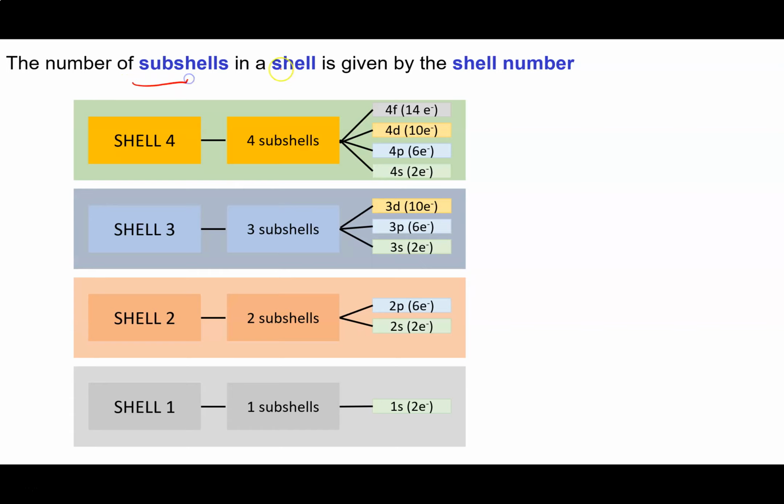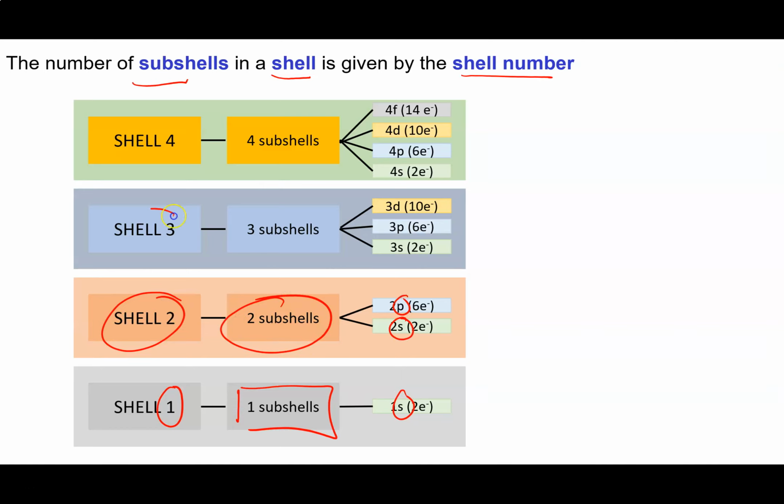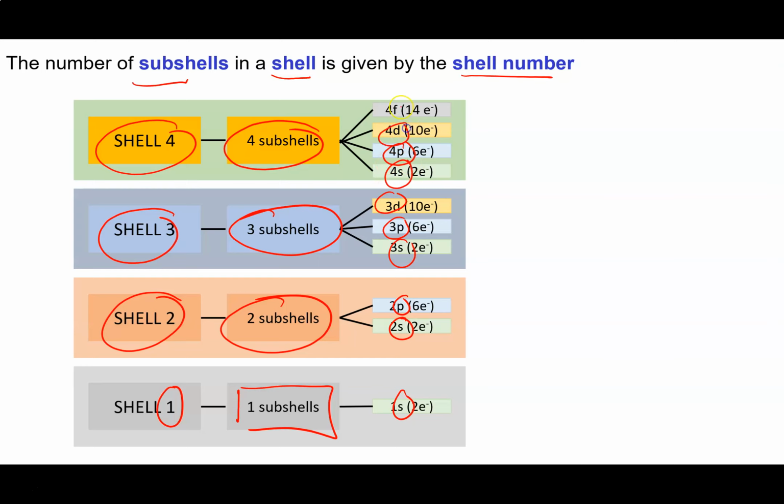The number of subshells in a shell is just given by the shell number. So shell 1 only has 1 subshell. It's an S subshell. Shell 2 has 2 subshells. It has an S and a P. Shell 3 has 3 subshells, an S, a P, and a D. And then shell 4 has the full set of 4 subshells, S, P, D, and F. Beyond shell 4, we just have a full set of the 4 subshells.